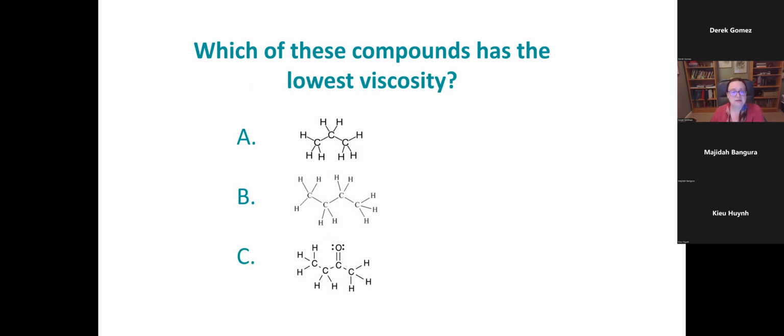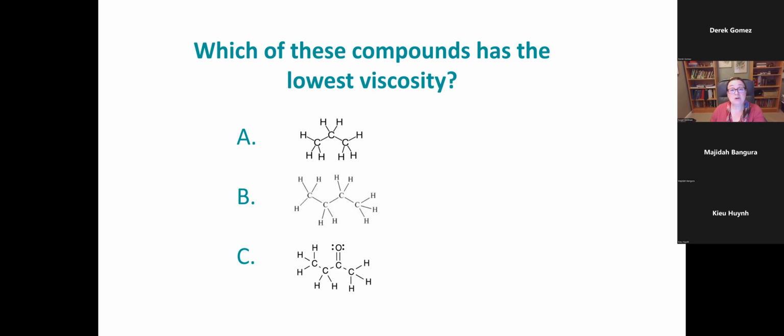Which of these compounds has the lowest viscosity? Right. So remember, viscosity is how thick or how resistant a liquid is to being poured. So viscosity is another one of those properties that's directly related to intermolecular forces. Okay, so the stronger the intermolecular forces, the larger is going to be our viscosity.